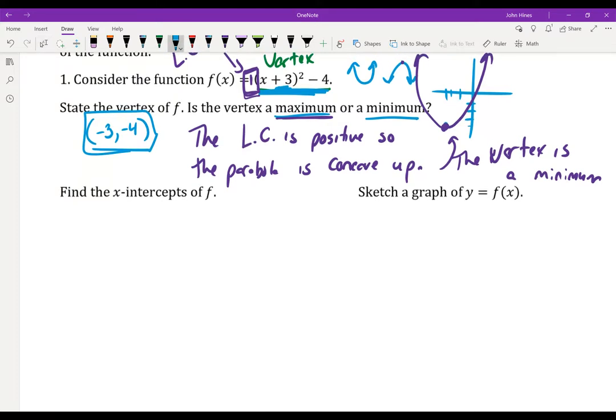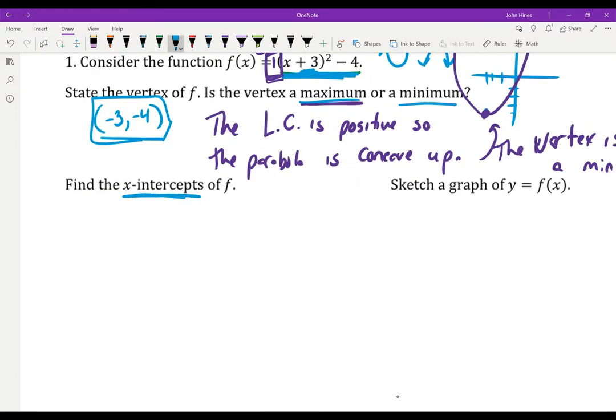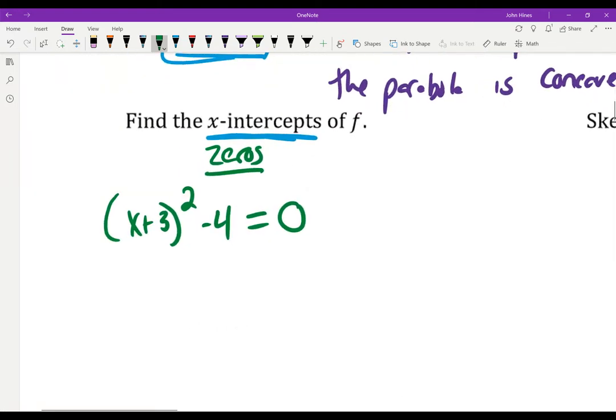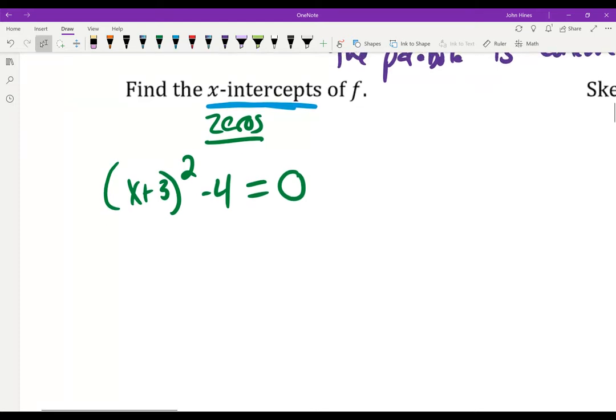Find the x-intercept. So let's think about it. What's another name for an x-intercept? Those are the zeros. Find me the zeros. So let's find the zeros, set it equal to 0. That'll tell me where my parabola crosses the x-axis. This will be my zeros, my roots. These are the roots of the equation, of the function.